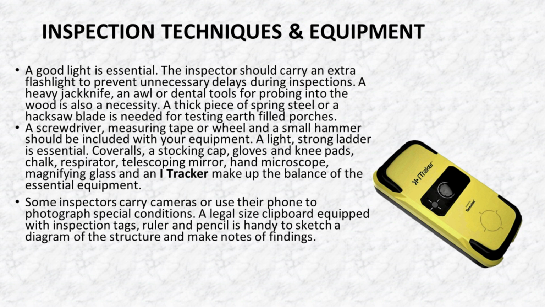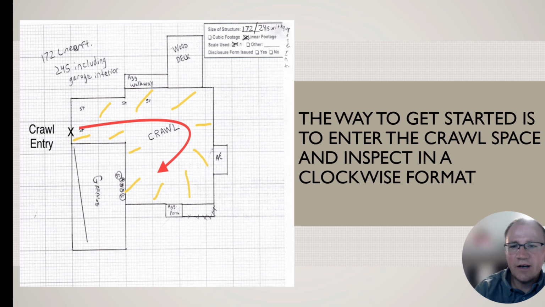Some inspectors carry cameras or use their phone to photograph special conditions. A legal-sized clipboard equipped with inspection tags, ruler, and pencil is handy to sketch a diagram of the structure and make notes of findings. So the way to get started on the inspection is to enter the crawl space and inspect in a clockwise format.